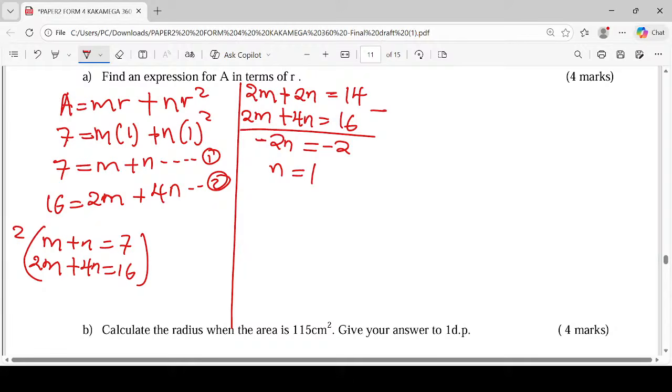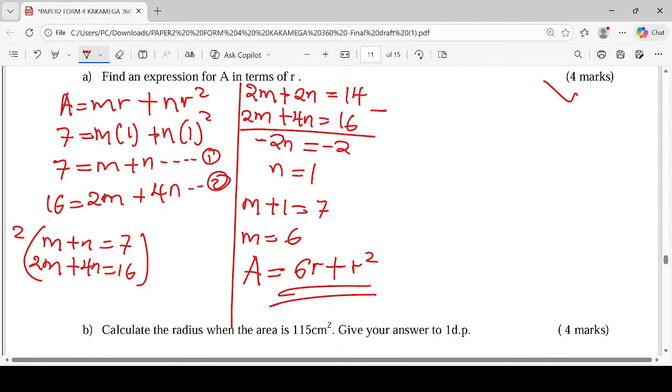To get m, because m plus n is equal to 7, then I know that m plus n, which is 1, should give me 7. Then m is equal to 6. After getting those values, I'll now do substitution, because I want to find the expression of a in terms of r. A will be equivalent to m, which is 6r, plus nr squared. N is 1, so this will just be plus r squared. So that is the answer, and that's how you get your 4 marks.